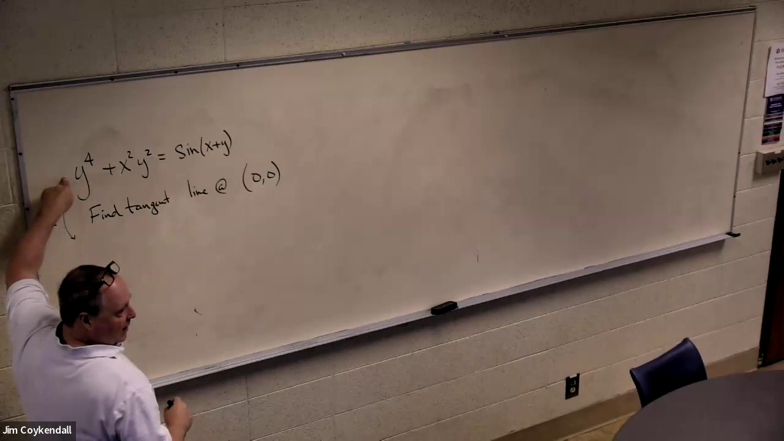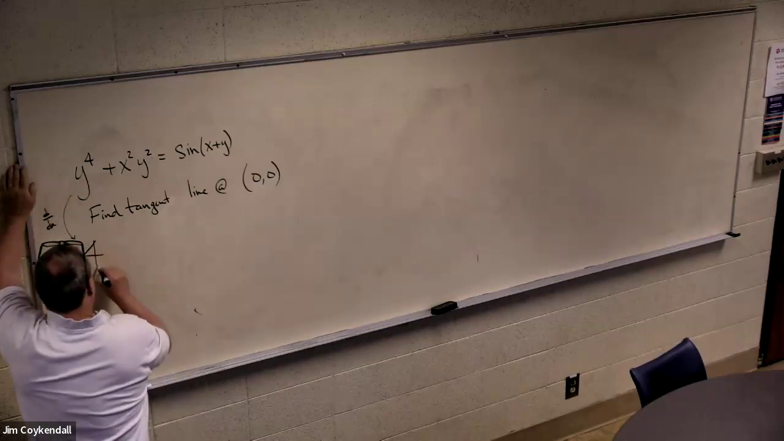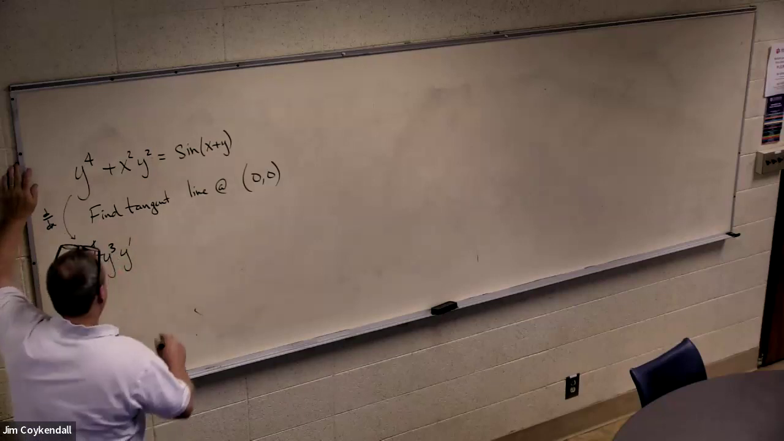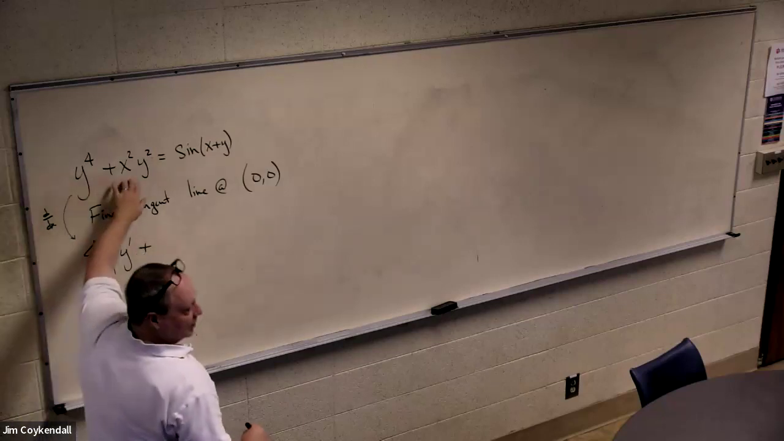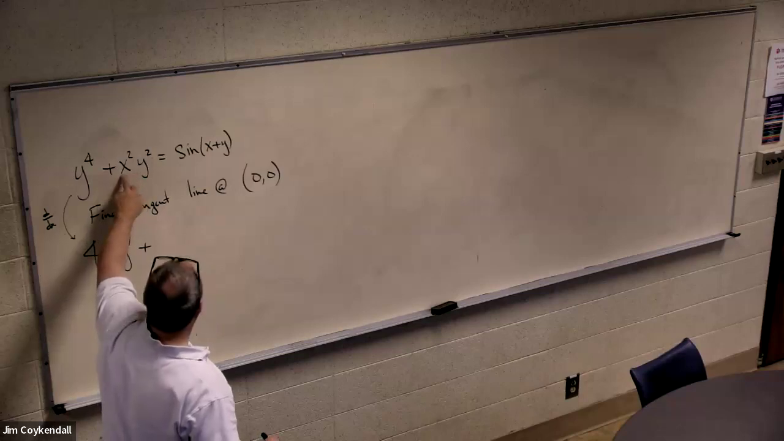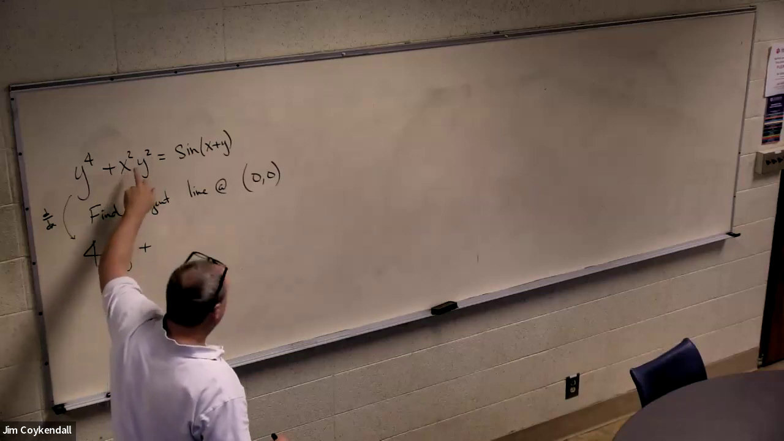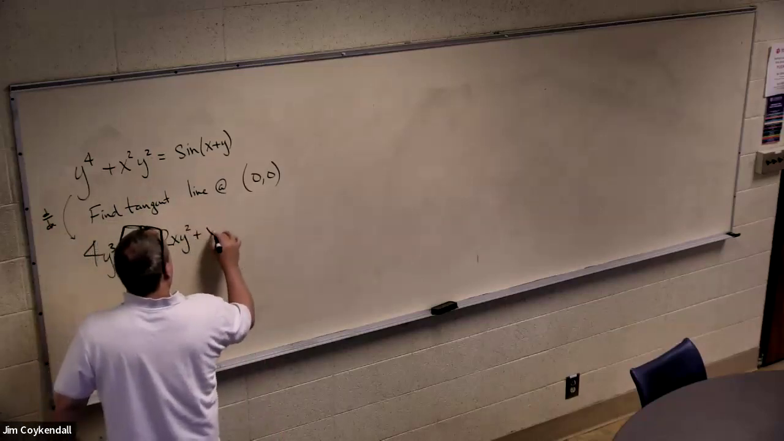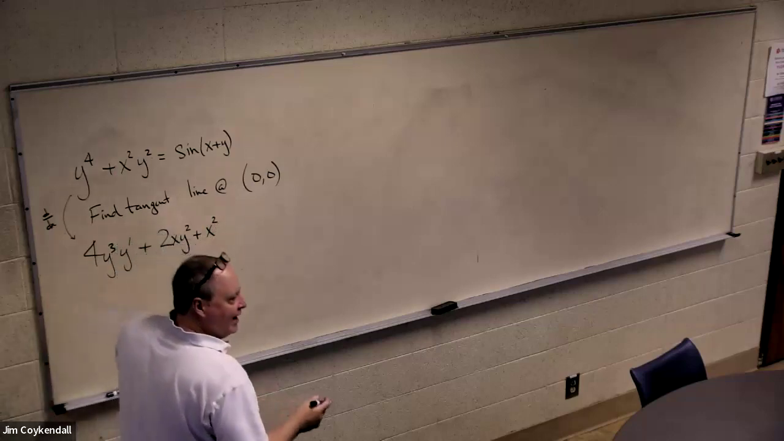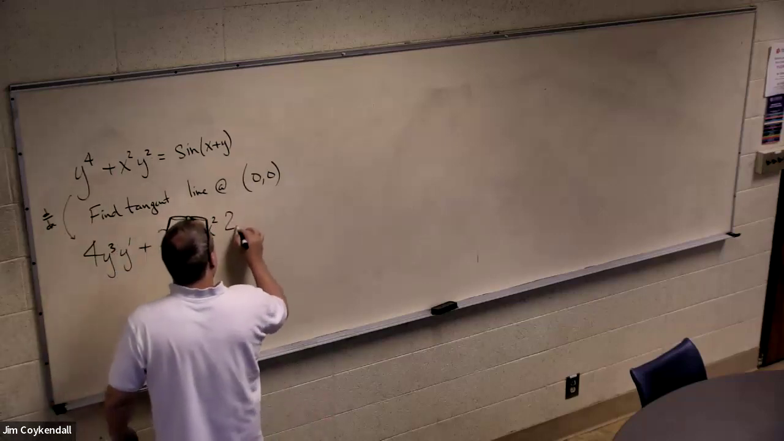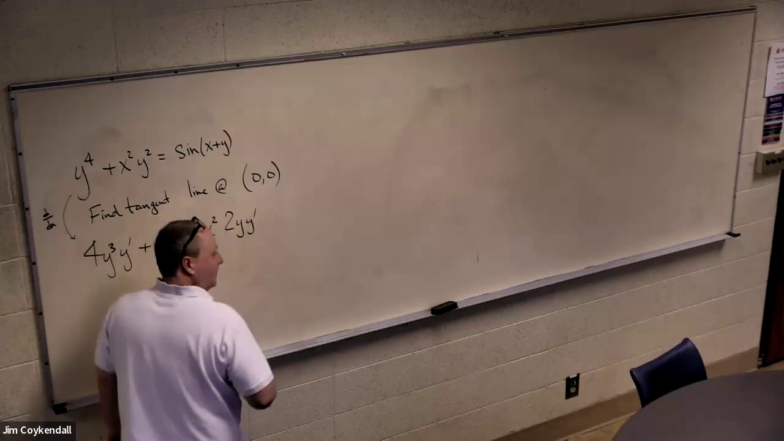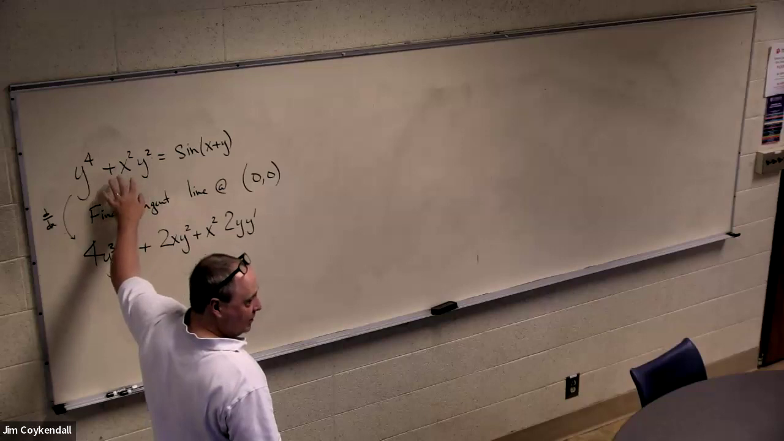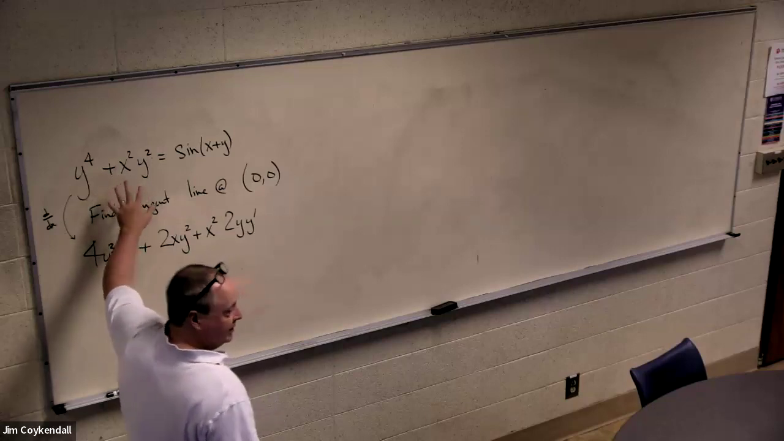The derivative of y to the fourth is 4y cubed y prime, right? The second term, product rule. x squared, that's a constant for now, so let's go 2x y squared, and then it's y squared's turn to have a derivative taken. So this is x squared times 2y y prime. Everybody understand that? Everybody okay? So everybody got the left side.